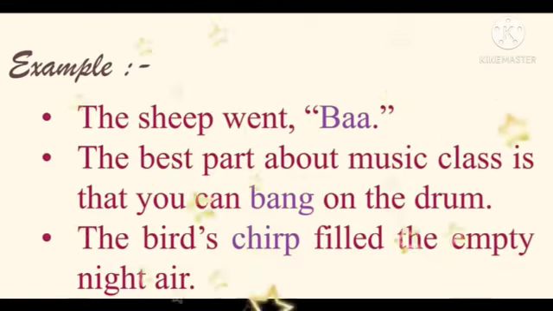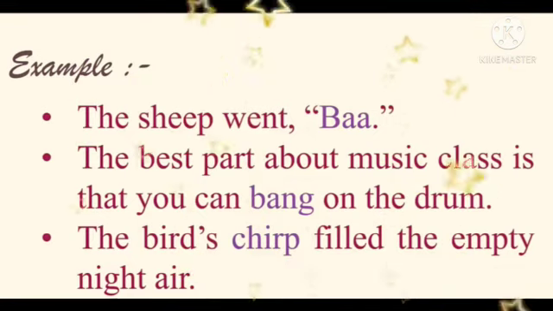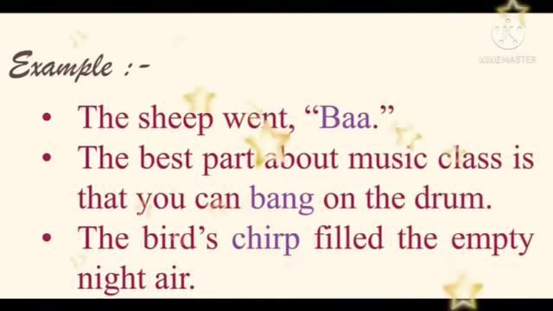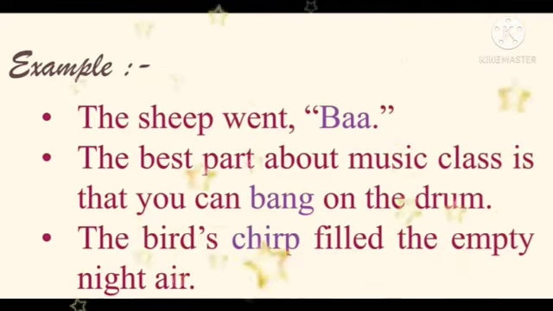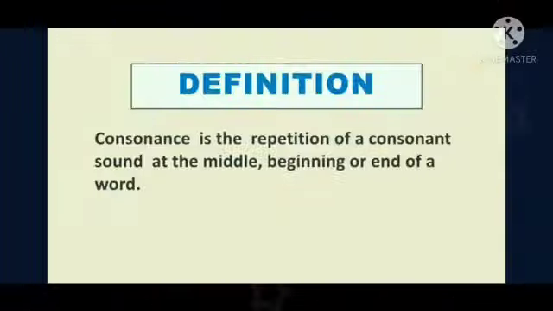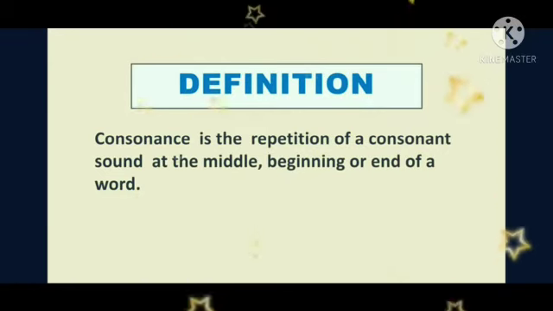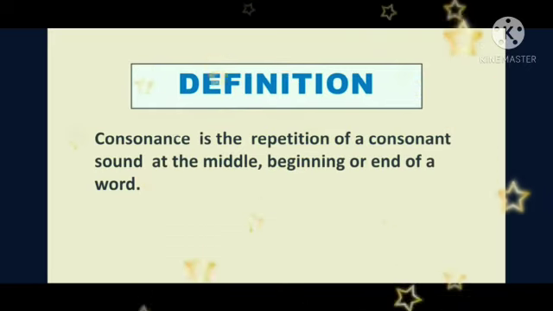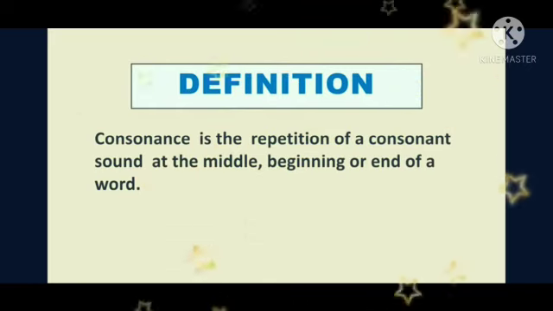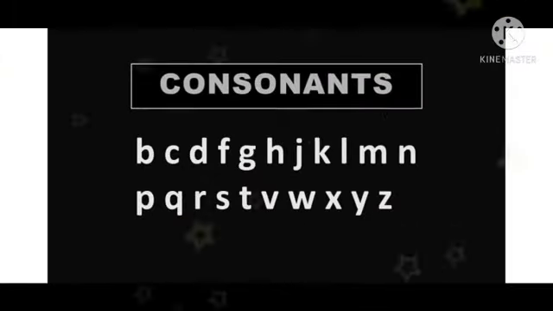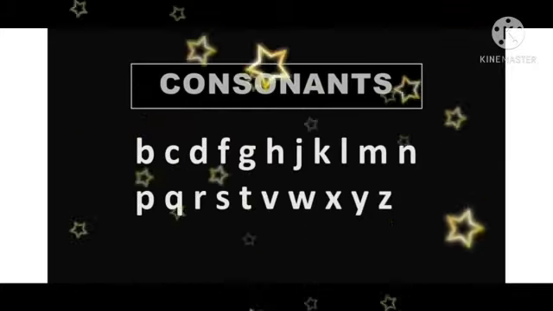Next, the bird's chirp filled the empty night air. So here the word chirp is dramatizing the effect of the idea which is presented. Now our next figure of speech is consonance. What is consonance? Consonance refers to the repetitive sound produced by consonants. We have studied about vowels and consonants, right? What are vowels? The vowel alphabets are A, E, I, O, U, right? The remaining alphabets are considered as consonants.